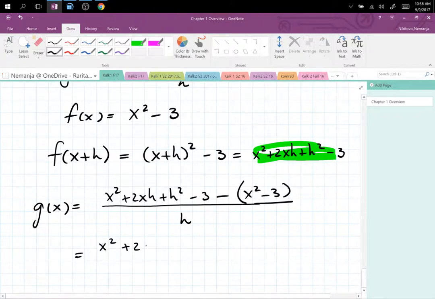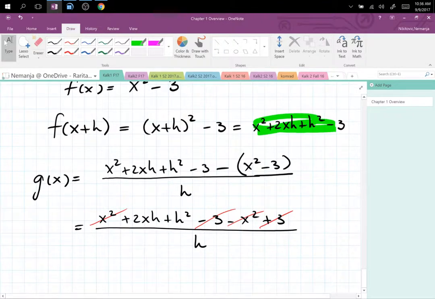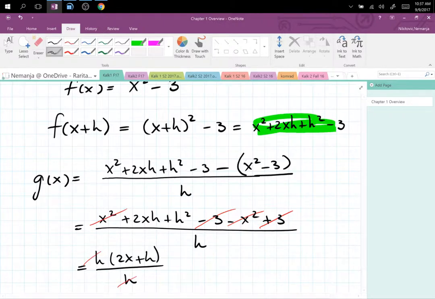x squared plus 2xh plus h squared minus 3 minus x squared plus 3. x squared and x squared, minus 3 plus 3, they're all gone. Observe that the remaining terms in the numerator all have h. Kick it out. And now h dies. For the answer, 2x plus h.